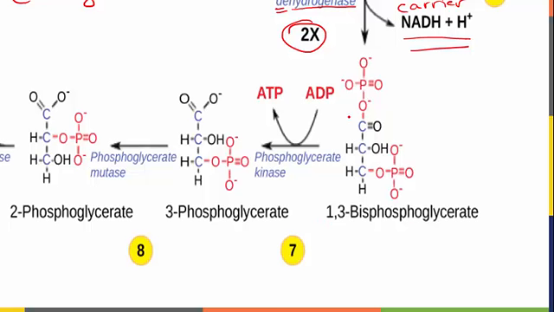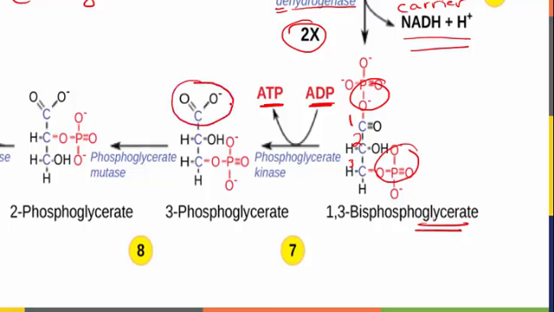So if we label our carbons 1, 2, 3, we see there are 2 phosphate groups on a glycerol molecule. It's going to be acted on by a phosphoglycerate kinase, and this time note that the ADP is the reactant and ATP is the product. So in this instance, one of those phosphate groups, as you can see, has been stripped away and added to ATP.